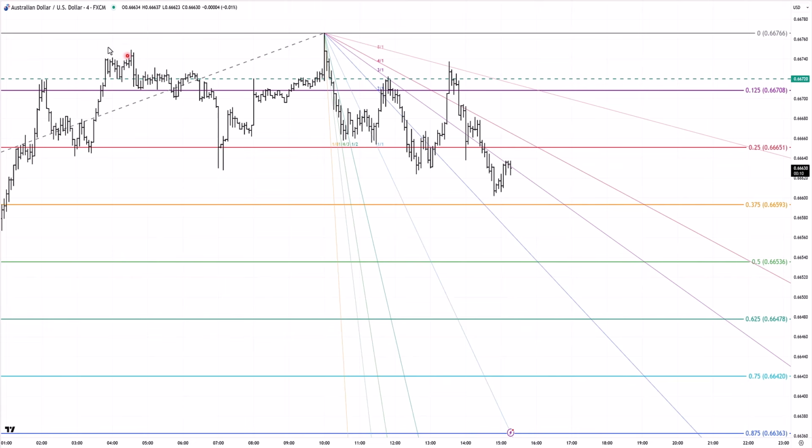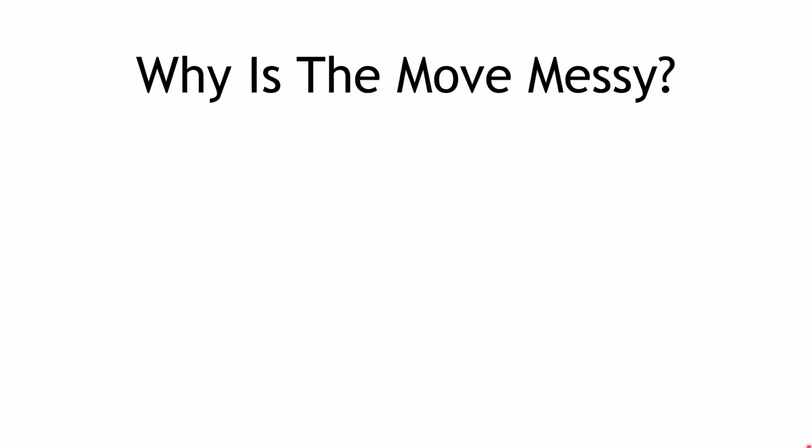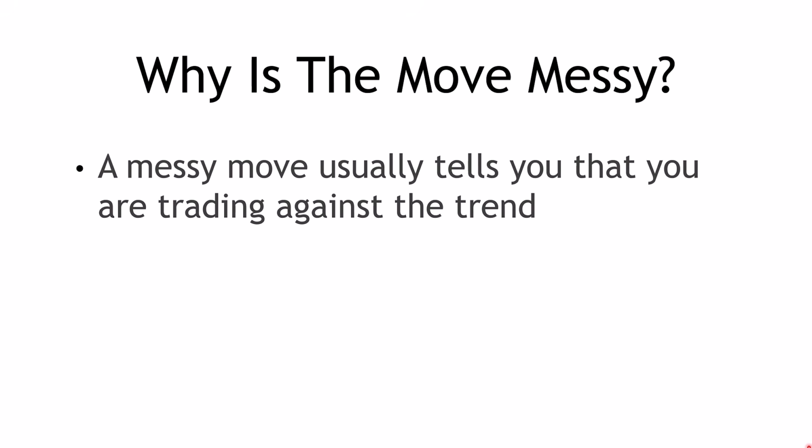Now, as you can see, we've had strong double tops here. There's not much going on here. It's really struggling to go down. And that begs the question, why is this move so messy? Well, as a general rule, a messy move usually tells you that you're trading against the trend.